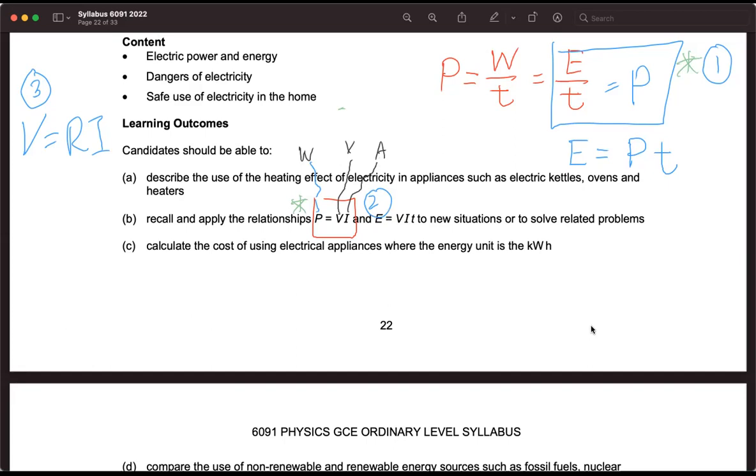Same thing for this. The unit for energy is joule. The unit for time is seconds. The SI unit of P in this case is watt. If I rearrange, this will be joule, this will be watt, and this will be seconds. Clear? Now same thing for this: this is in volt, this is in ohm, this is in ampere.